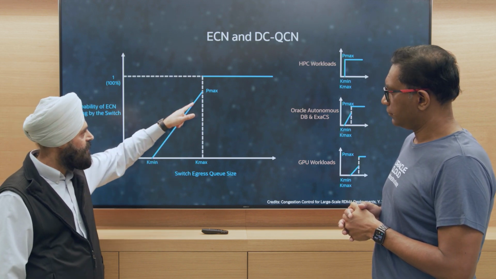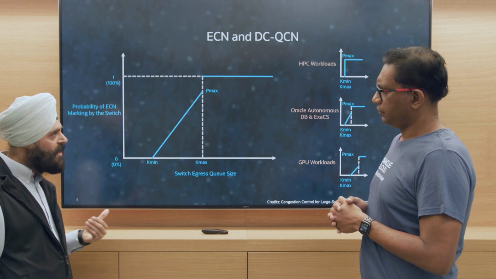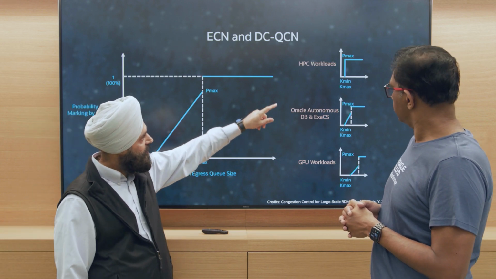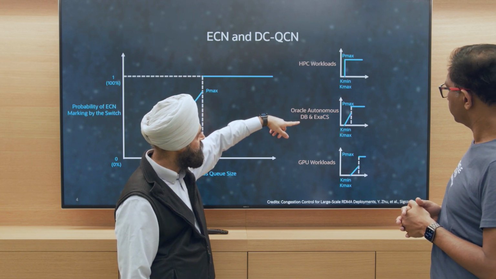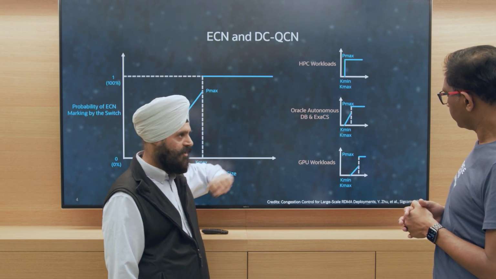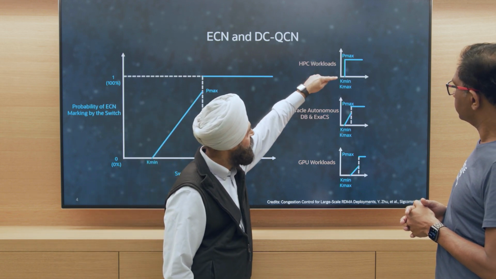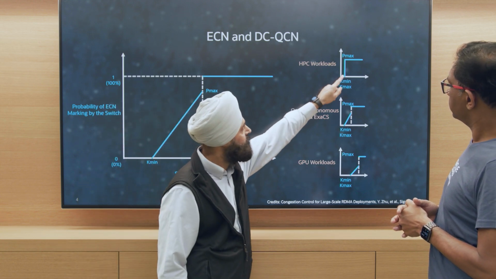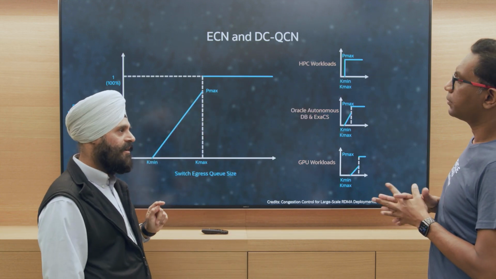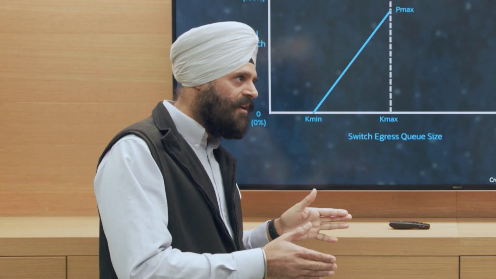We increase the probability. Now, in order to provide the tailored service I was talking about, if you look here, Pradeep, we have shown three different kinds of workloads: HPC workloads, Oracle Autonomous DB and XSCS workloads, and GPU workloads. XSCS is Exadata Cloud Service. For HPC, our minimum and maximum thresholds are identical, and it's actually very early in the graph. Good observation. We're very aggressive. At the first hint of queuing, the first hint of buffering, we mark every packet.